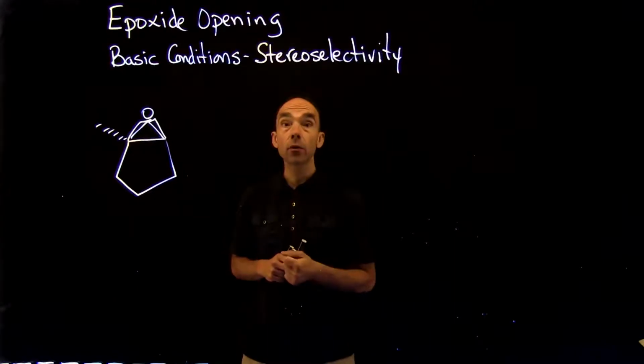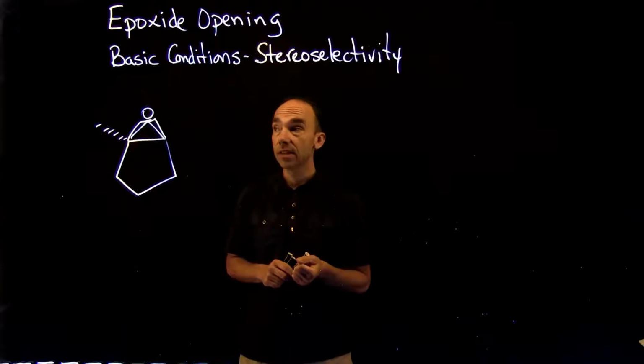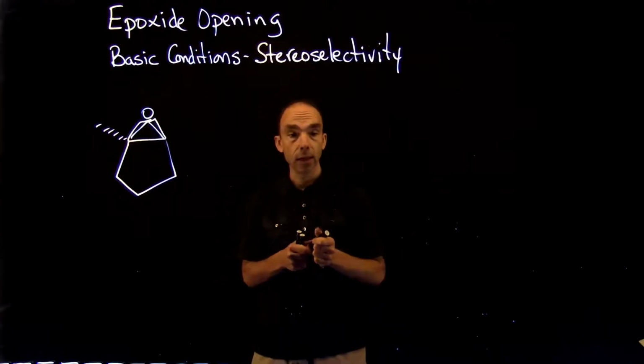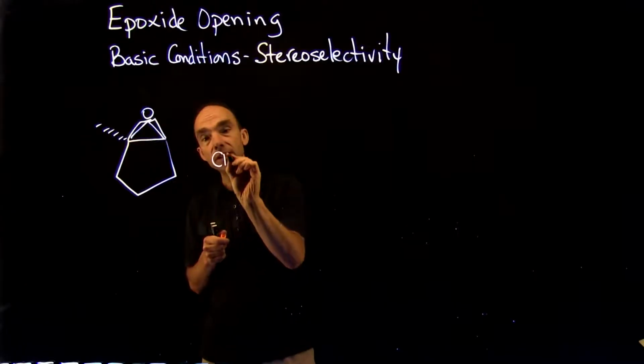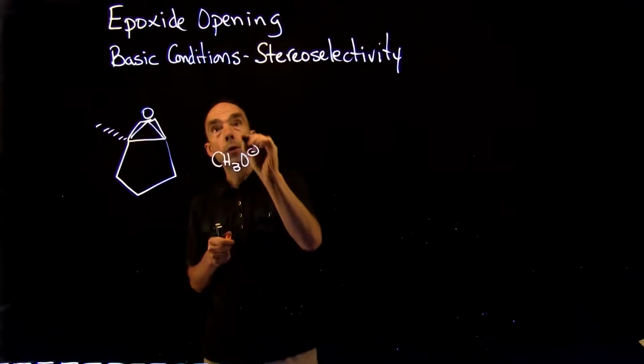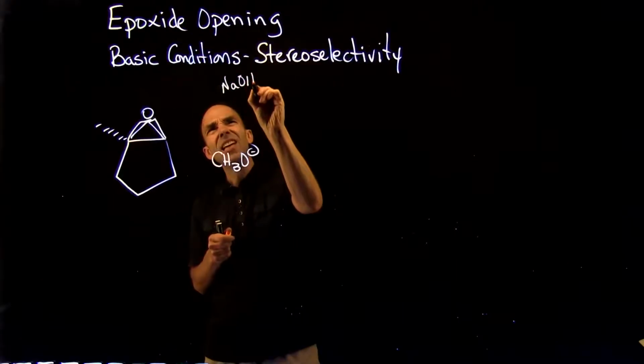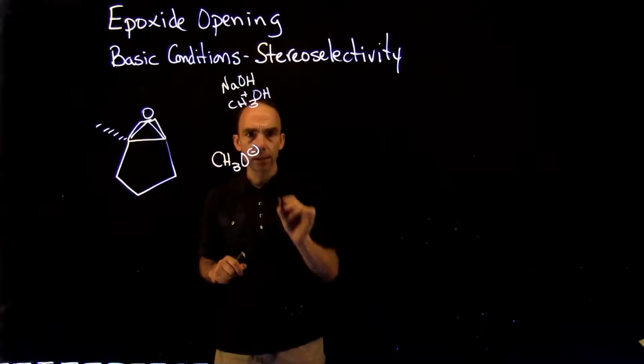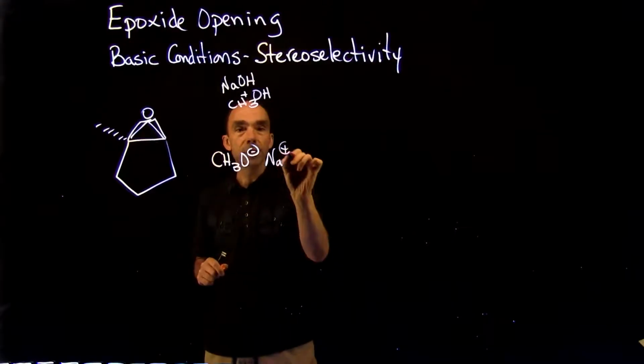This is the second part for epoxide opening in basic condition. We're going to be looking specifically at the stereoselectivity. We've already seen in the previous video that if you put sodium hydroxide in methanol, you would get methoxide, sodium methoxide to be more specific.